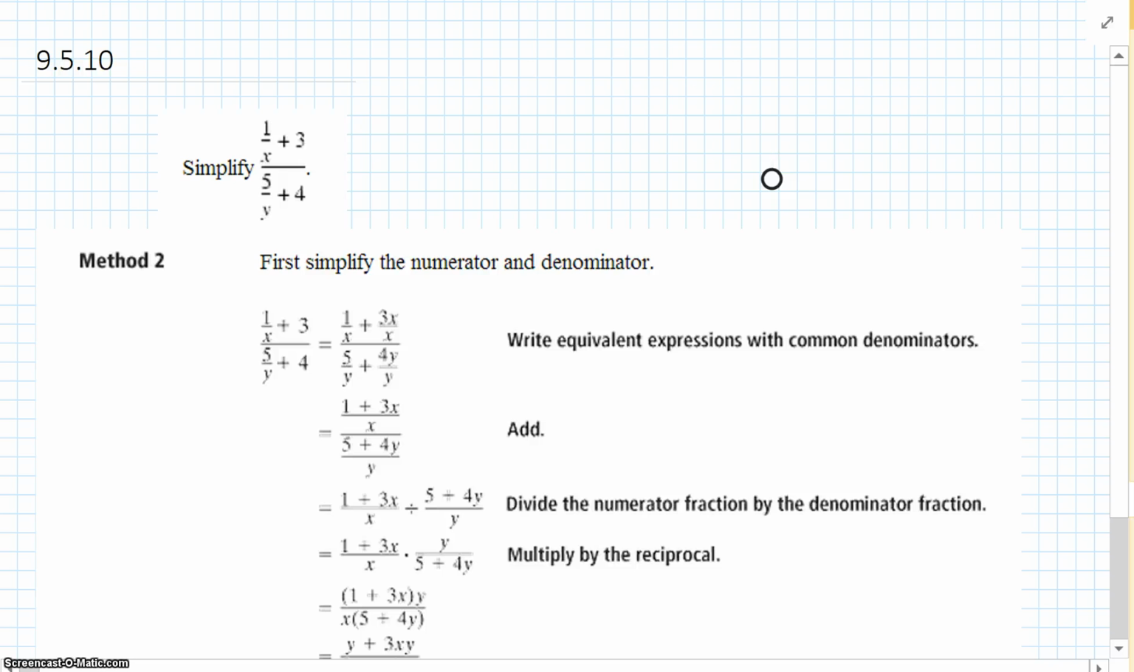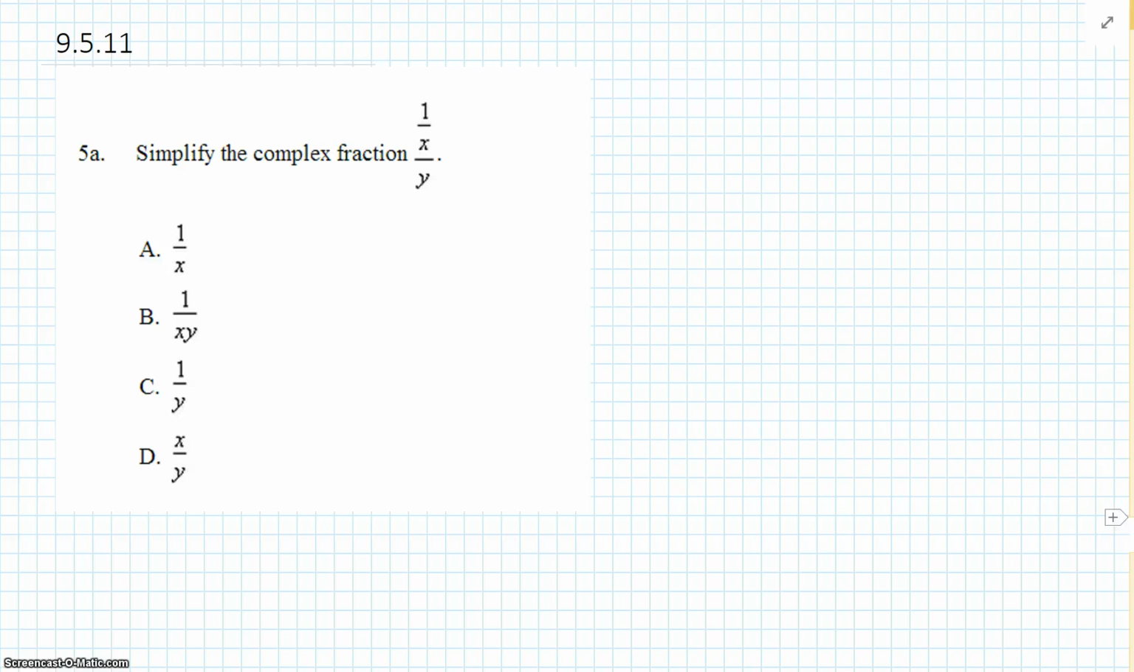Let's go to the next one. Simplify this complex fraction, 1 over x over y. Let's just multiply the top and the bottom by xy. So the top's going to become y, the bottom's just going to be x. Answer is B.